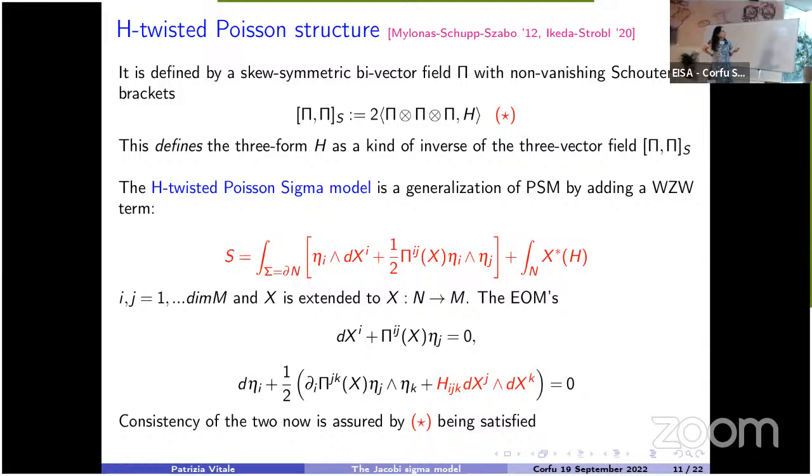So what is the H-twisted Poisson sigma model? It is a generalization of the Poisson sigma model, which would be only this part of the action here, by adding a Wess-Zumino-Witten-like term. So N is a three-dimensional manifold whose boundary is sigma. X star is the pullback of this three-form on N. And now I am using the same symbol for X and the extended map, but now X is an extended map from N to M. Then one can compute again the equations of motion, the dynamics, and one gets the same as before with this new term here. And consistency is assured by pi and H satisfying this relation here.